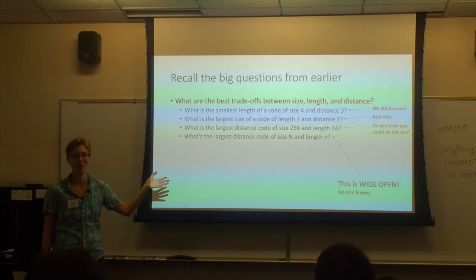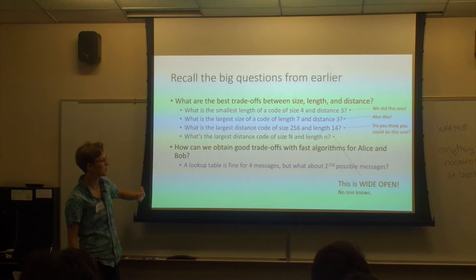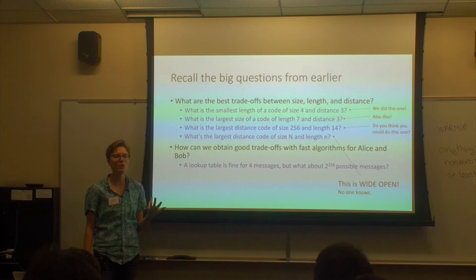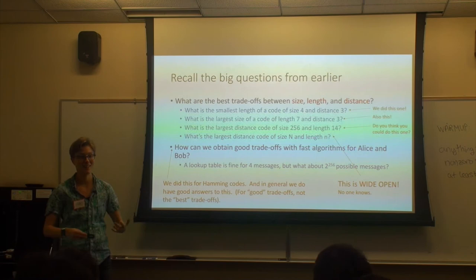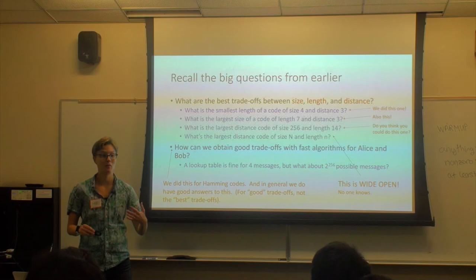We also talk about algorithmic questions, like how can we obtain good trade-offs with fast algorithms for Alice and Bob? We don't know how to obtain the best trade-offs. We don't know what the best trade-offs are. But actually, it turns out we can obtain very good trade-offs with very fast algorithms. And there's been tons of work. That's a lot of what's been going on in the past 70 years in coding theory, coming up with fast algorithms with good trade-offs, better and better and better trade-offs. Not necessarily the best, but getting better and better. So it's a pretty exciting time.